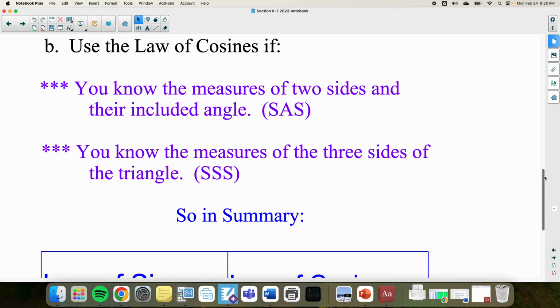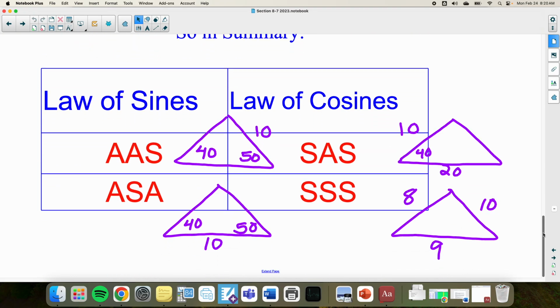So with law of cosines, there's 2 different triangles that you can use for law of cosines. One is if you have a side angle side. The other one is if you have 3 sides.